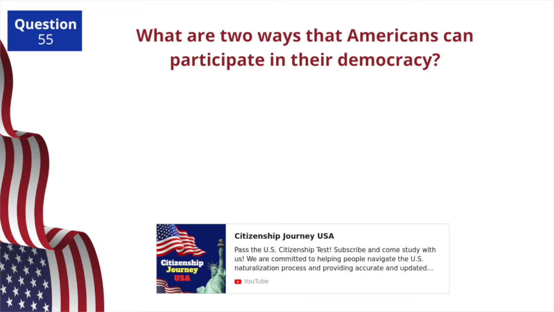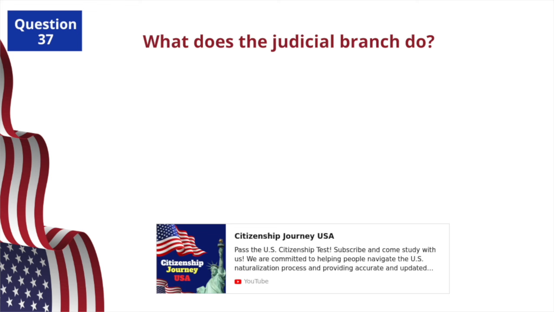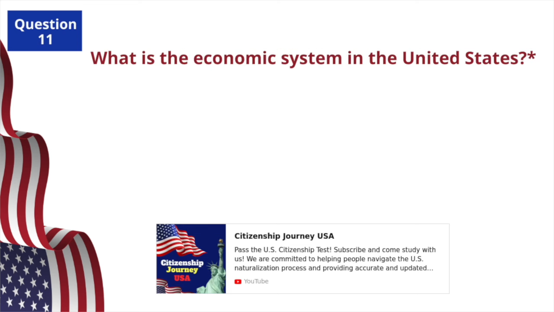What are two ways that Americans can participate in their democracy? Vote. Join a political party. What does the judicial branch do? Reviews laws. What is the economic system in the United States? Market economy.